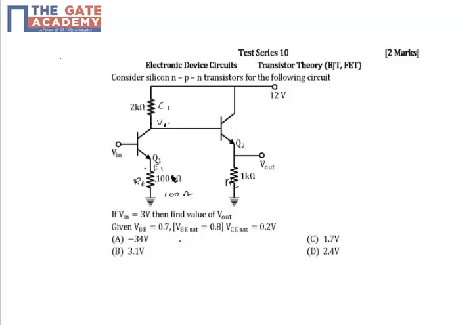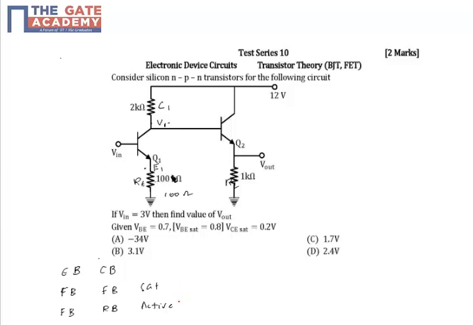First of all, we have to check whether the transistor Q1 is in saturation or in the active region. We know that when the transistor is in saturation, both junctions, the collector base junction and the emitter base junction, will be in forward bias. If the emitter base junction is in forward bias and the collector base junction is in reverse bias, then it is known as the active region.